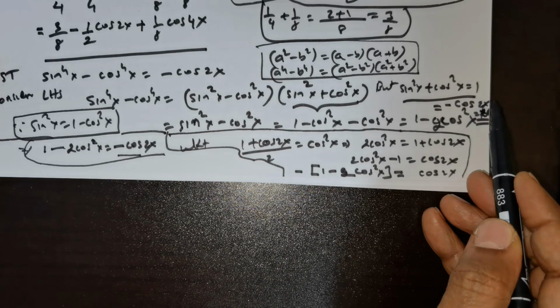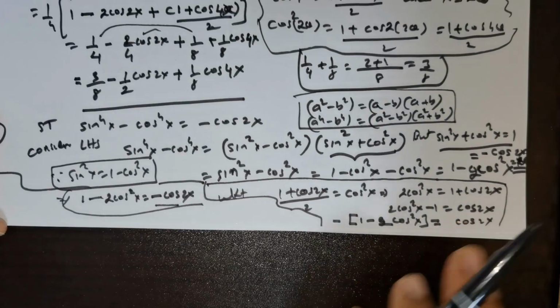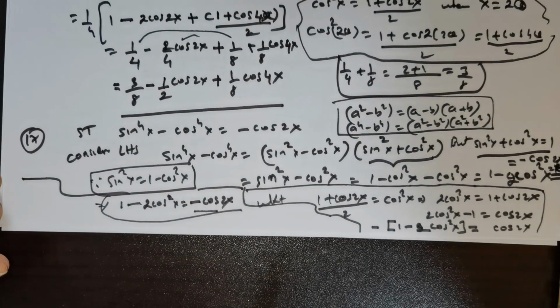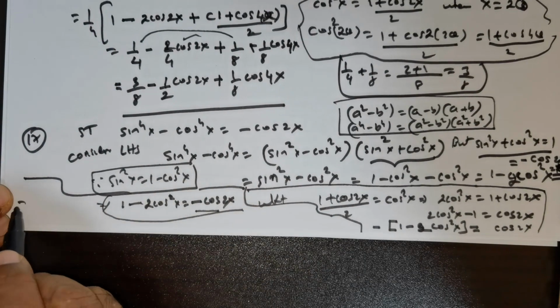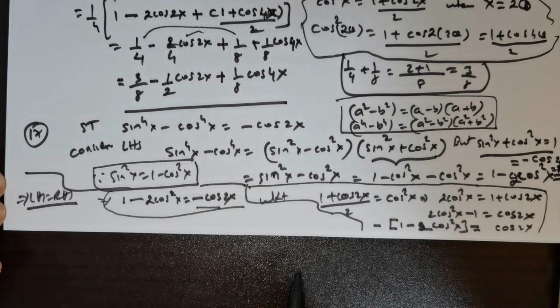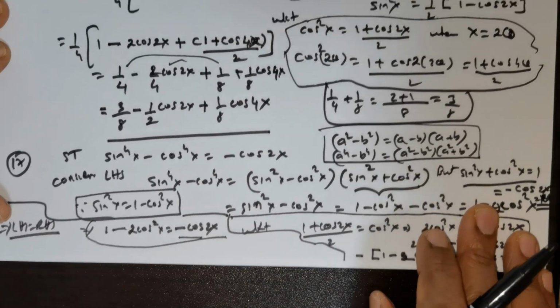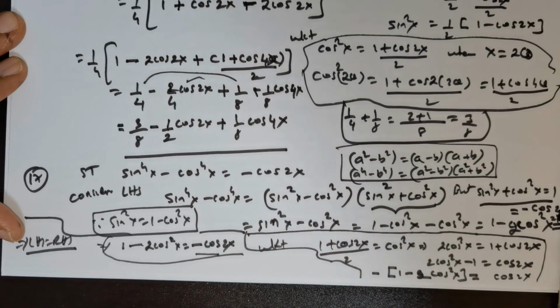Okay, that looks good, fine. So that is the end of this particular question. So left hand side is equal to right hand side. So having completed question number 17, we'll move on to question number 18.